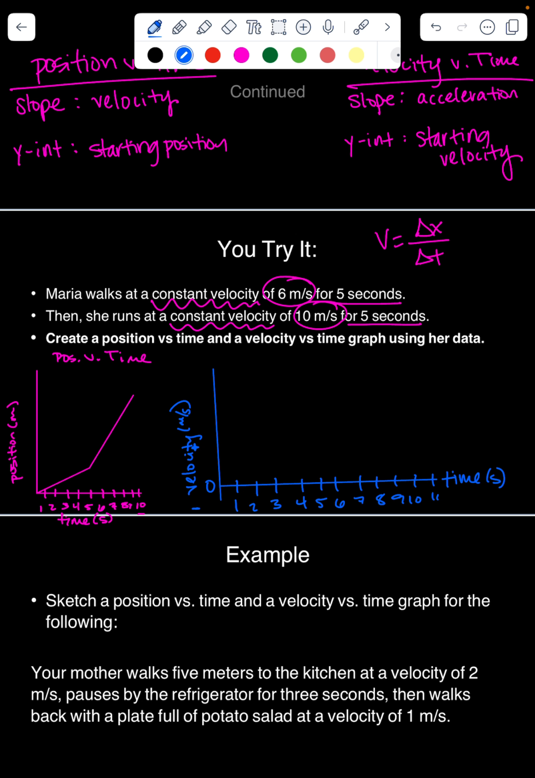All right, now for this one, I did give you velocities, so we can put numbers on our y-axis here. So we have 6 and 10, so I'm going to go up by 2. So we have 2, 4, 6, 8, 10, and 12. All right, so we're just going to label those.